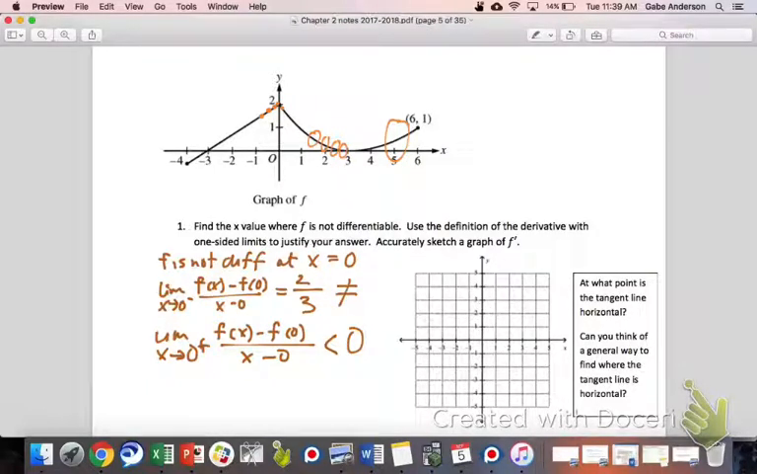Yes, Matt? So differentiability is the same thing as continuity of the graph. Yeah. So if f is differentiable, then f prime would be continuous. Okay. Is that what you were getting at?